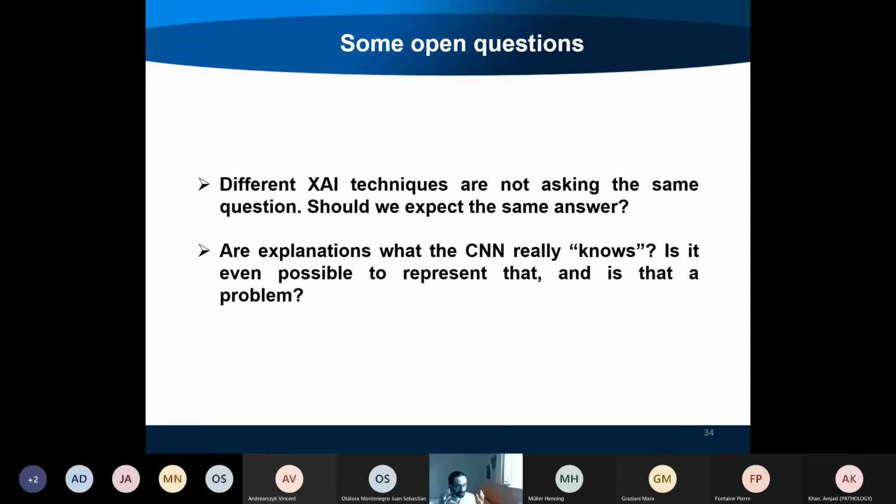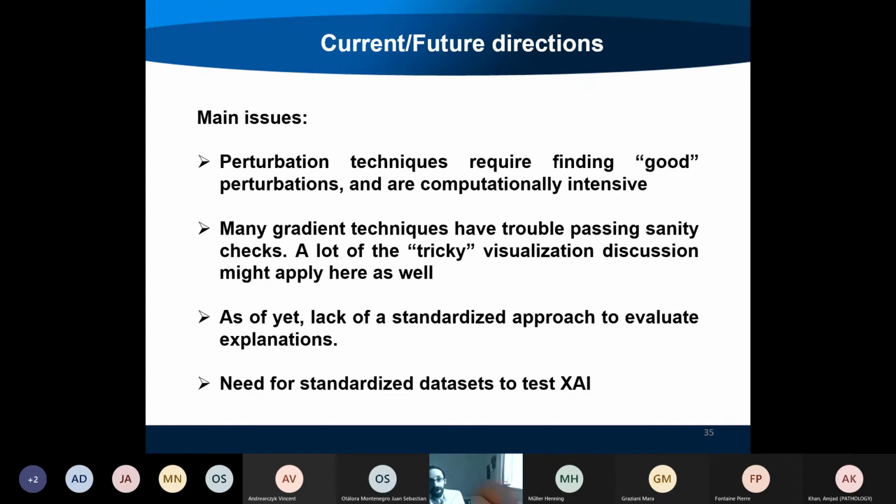But we could say, this type of texture usually has higher gradients. How can we use this information to trust more or less what this model is saying? But these are some open questions. I don't think they're answered yet. And I hope that all of us can answer them, right?